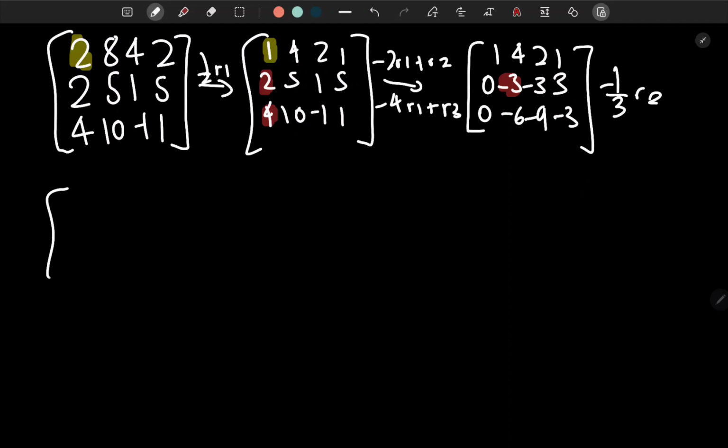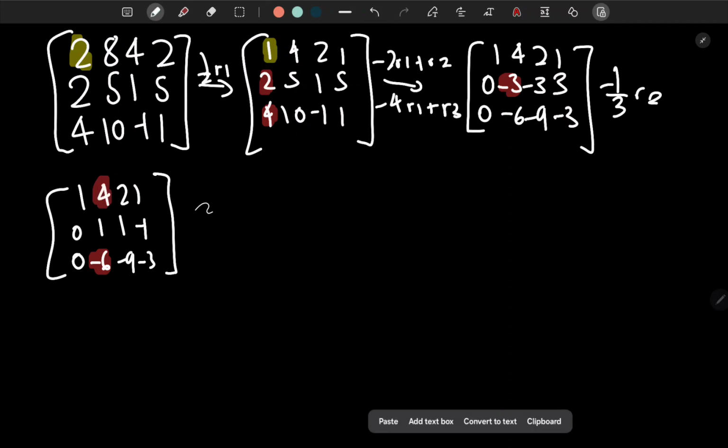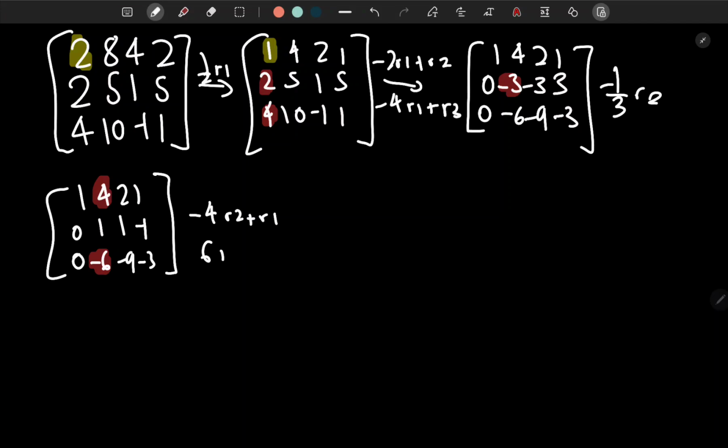So here I'm going to be left with 1 4 2 1, and then 0 1 1 negative 1, and then we have 0 minus 6 minus 9, and minus 3 is going to stay the same. Now we need to get rid of this minus 6 below this 1 pivot and 4 here. So we can do the operation as minus 4 R2 plus R1, and then 6 R2 plus R3 here, right?